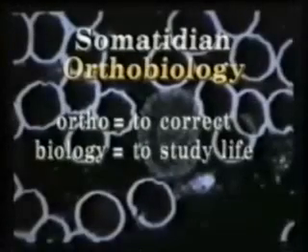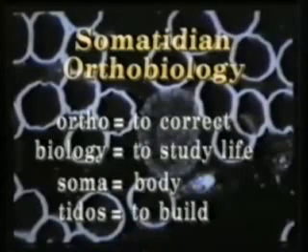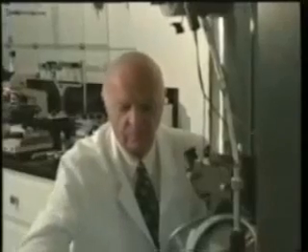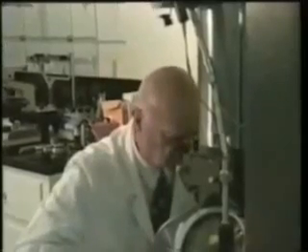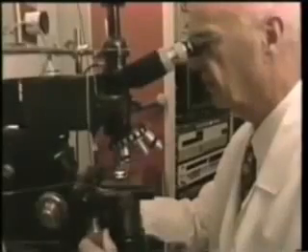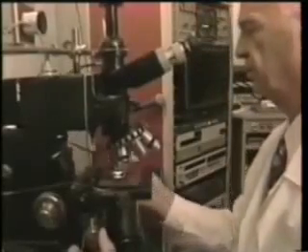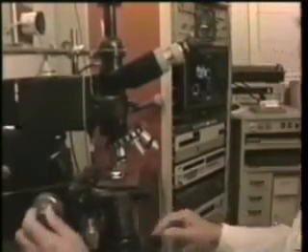We see that ortho means to correct, to straighten up the biology in consideration with the knowledge of the somatid. So somatidian orthobiology is a new theory, something new in the field of biology, which was a major breakthrough in terms of microscopy at that time. Mr. Nissen's somatoscope is probably a tool halfway between the old model of the optic microscope and the new arrival of electronic microscopy.